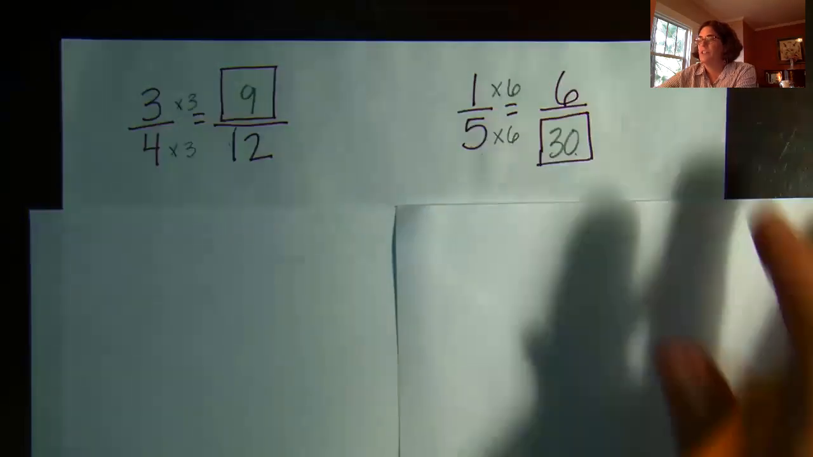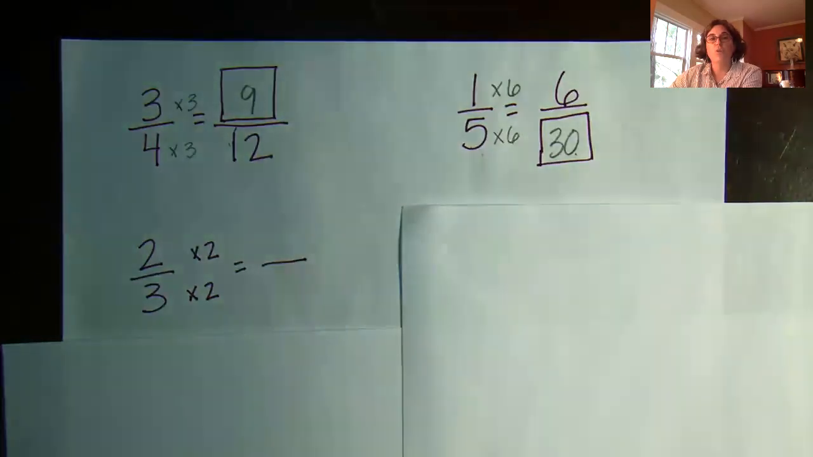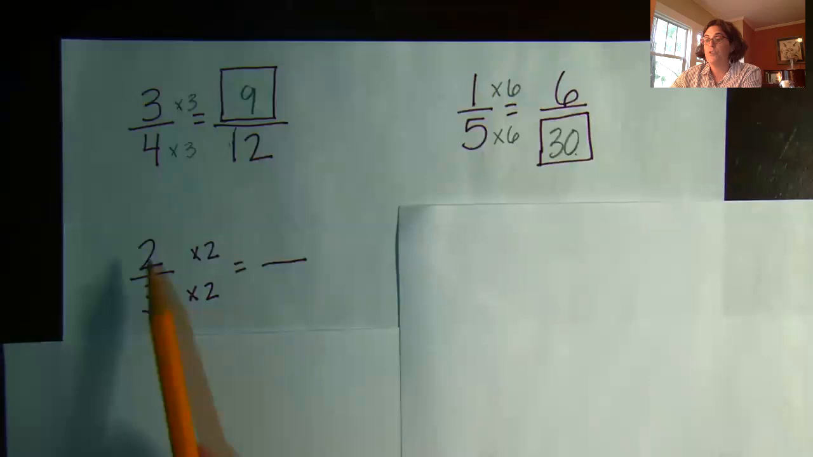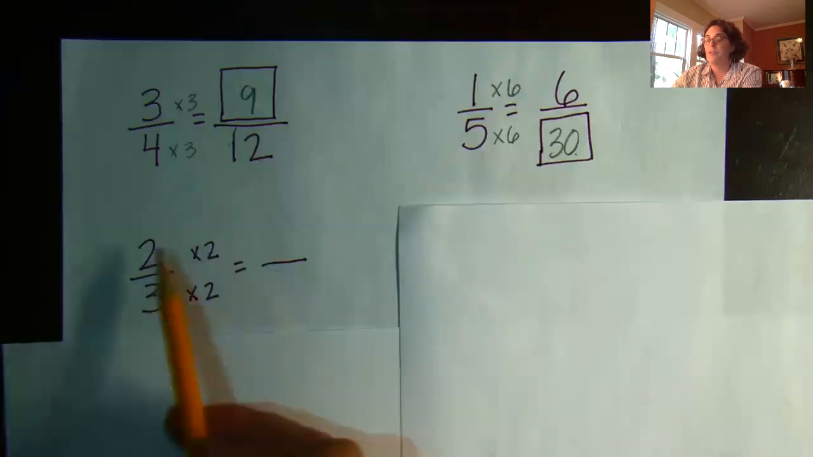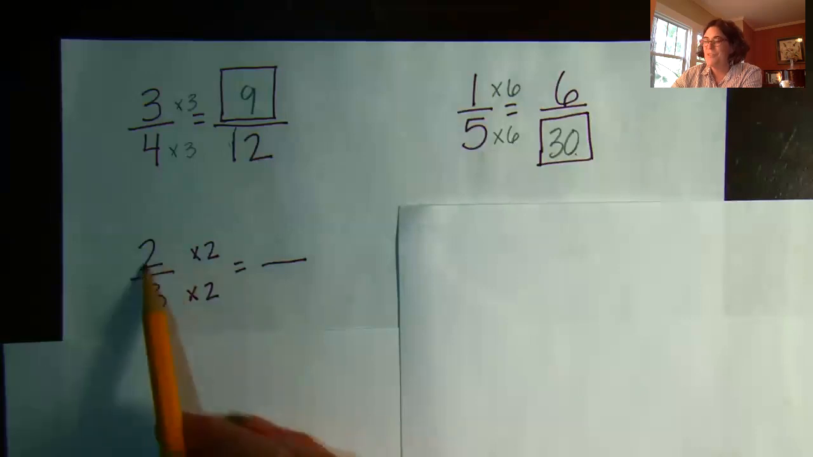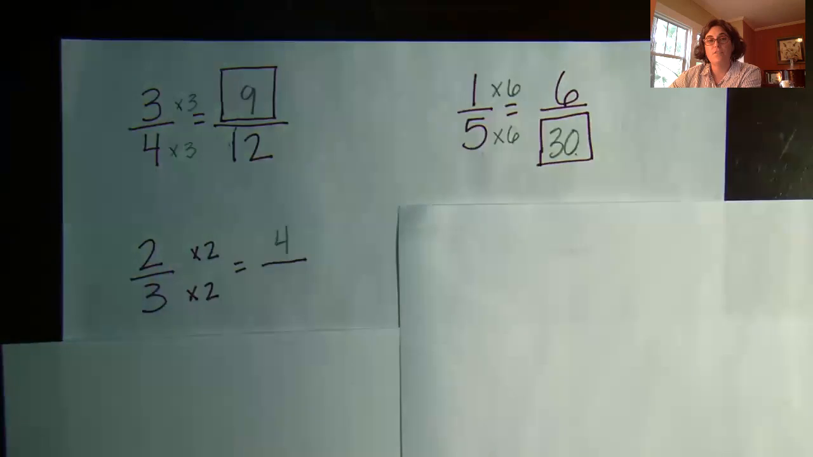All right, now let's try one where we do all of the multiplying. So we're going to create an equal fraction, an equivalent fraction of 2/3 by multiplying both the top and the bottom by 3. I'm sorry, by 2. 2 times 2 is 4, and 3 times 2 is 6. Very good. So 2/3 is equivalent to 4/6.